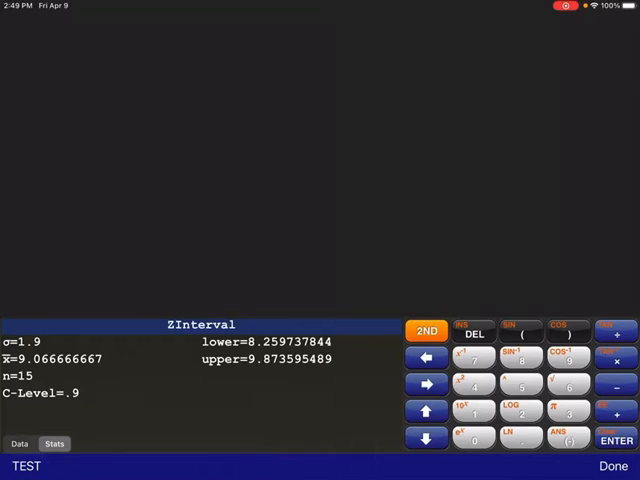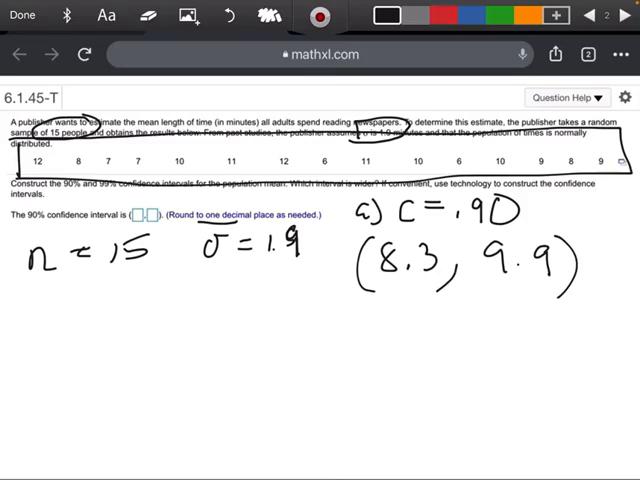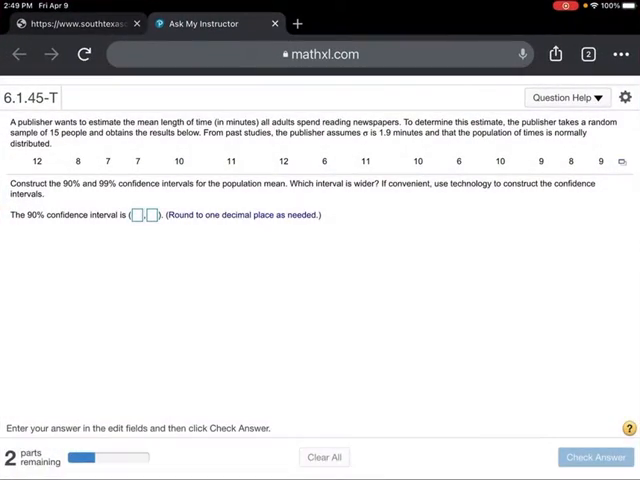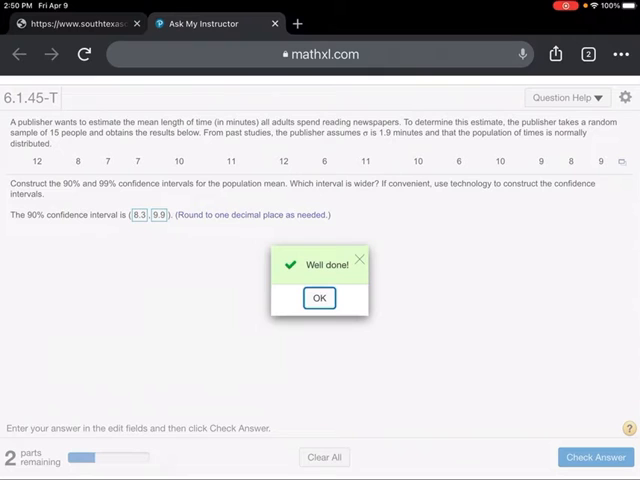Okay, so let me come back to my app here. I'm going to write this down. I'm coming up with 8.26 and 9.87, but it is asking me to go to 1 decimal place. So I would write 8.3 and 9.9. To show you, let me come back here, and right here I'm going to type in 8.3, and the other one we said was 9.9, and I'm going to hit enter, and perfect.